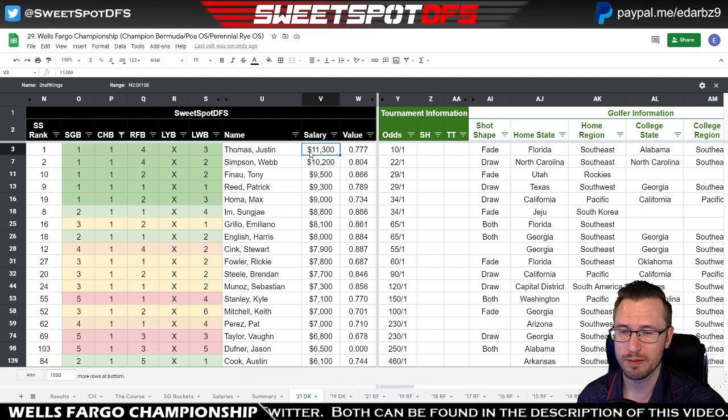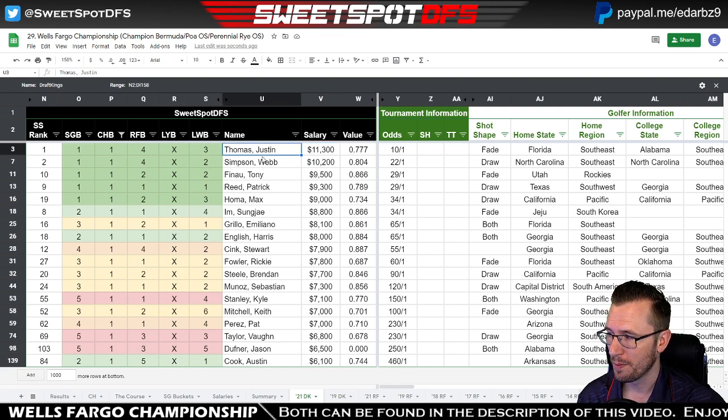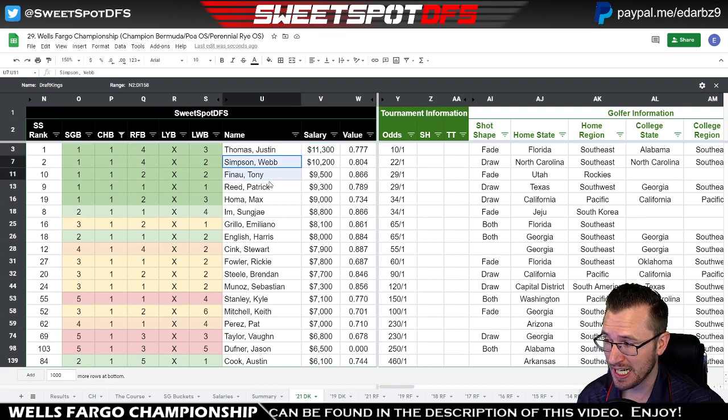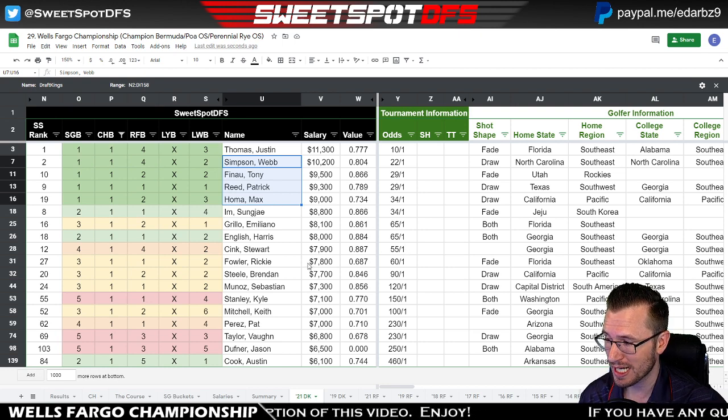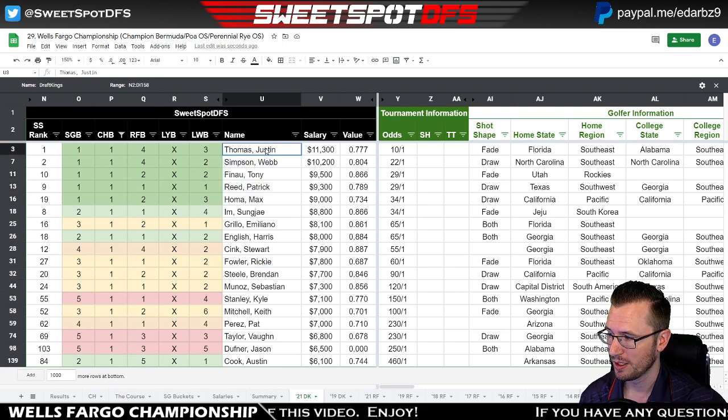Don't be worried by that. It's a good golfer. But we also have Webb here, Finau, and Reed. We already talked about Reed and being in one of those marquee buckets. Homa as well. So yeah, we're selecting 2 golfers from this bucket.